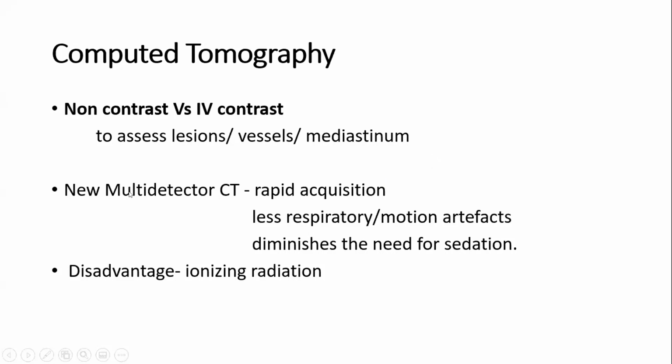These days, multi-detector CTs are very helpful, especially from a pediatric perspective. In Sri Lanka, we have 640 slice CTs with very rapid acquisitions. In seconds, you can cover the whole chest. So you have less respiratory and motion artifacts, and you don't have to sedate the child. But people have the notion that multi-detector CTs give less radiation. It is not so. Sometimes it may give more radiation than conventional CTs. But these days, almost all our CTs are multi-detector CTs. Again, the disadvantage is ionizing radiation.